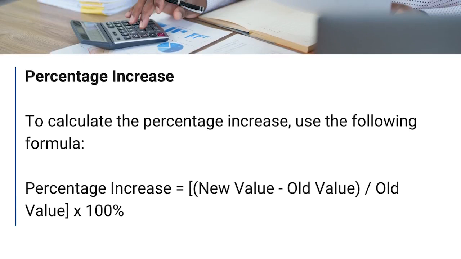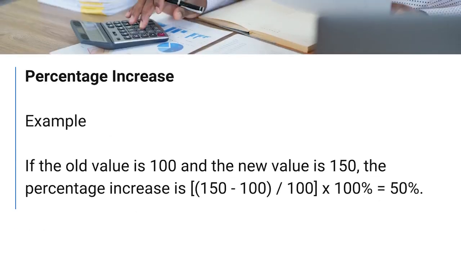Percentage increase. To calculate the percentage increase, use the following formula. Percentage increase equals (new value minus old value) divided by old value times 100%. Example, if the old value is 100 and the new value is 150, the percentage increase is (150 minus 100) divided by 100 times 100%, which equals 50%.